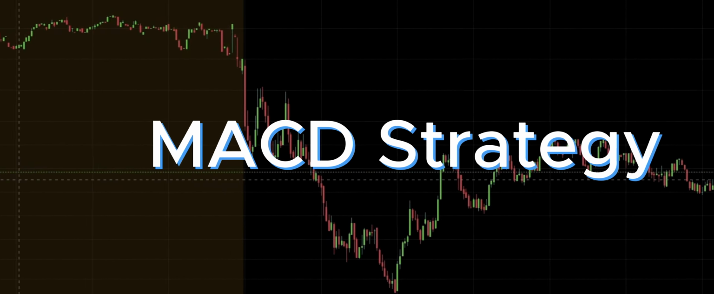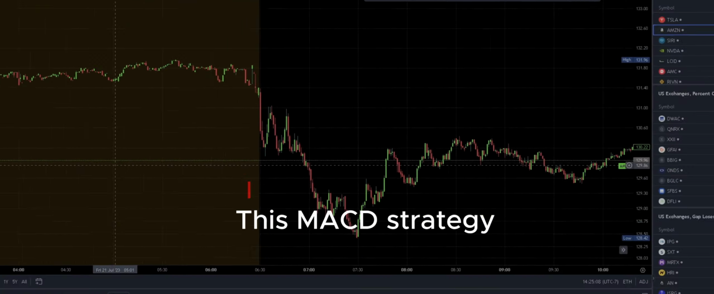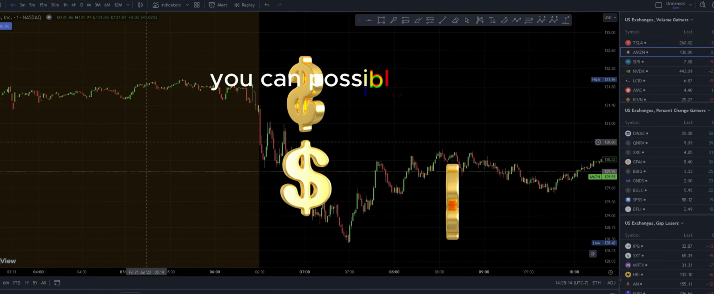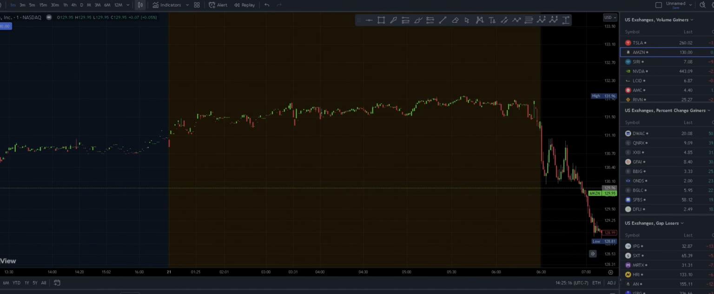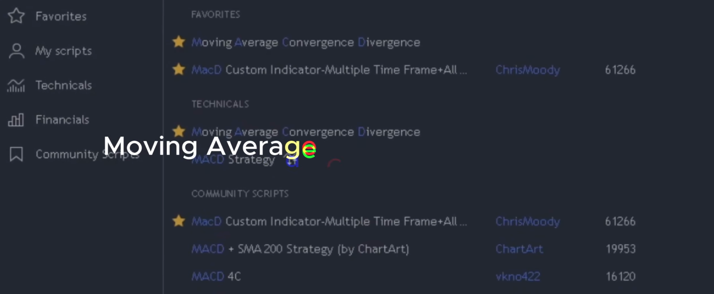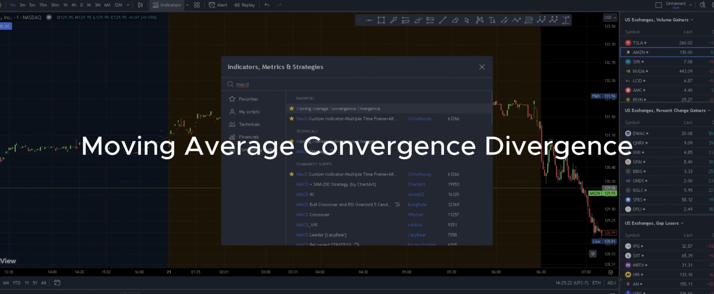Beautiful MACD strategy. This MACD strategy that I am about to show you will change the way you trade. It is the one with the highest win rate ratio strategy you can possibly use in trading. Let's jump into TradingView and add the MACD, or the moving average convergence divergence.